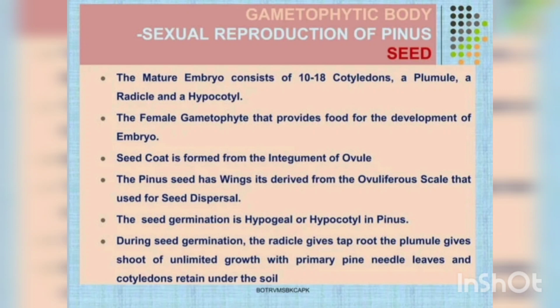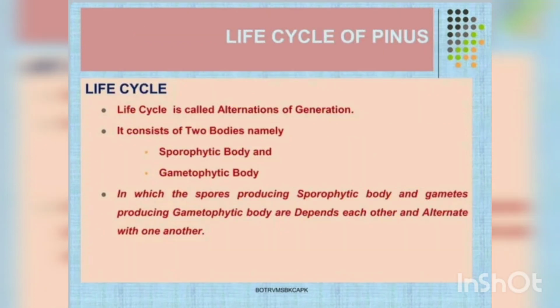Okay, and the germination of this seed is hypogeal, meaning the cotyledons come out of the soil, and then the germination occurs outside. So that is called hypogeal germination. During the seed germination, the radicle gives the taproot, the plumule gives the shoot of unlimited growth. So this is the life cycle of the Pinus.